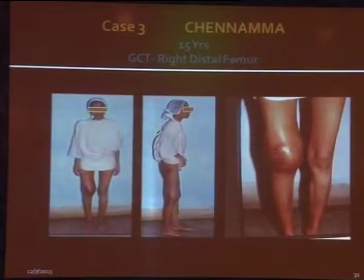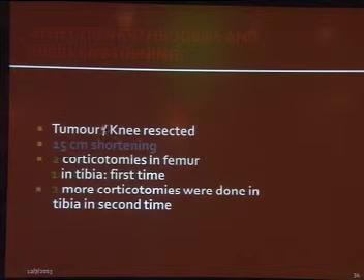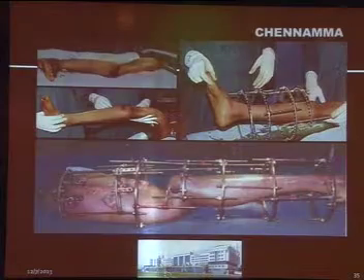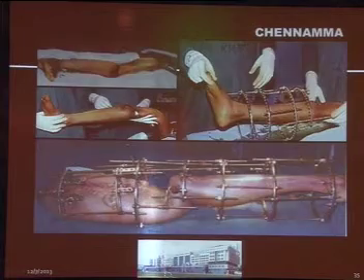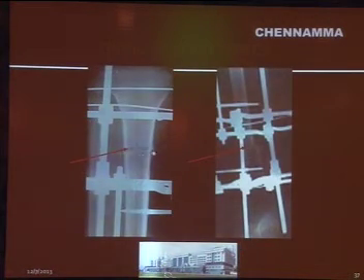One more case, Chennamma. She had a giant cell tumor of the right distal femur, clinical photo. This is the CT scan of the same thing. For this patient, we did resection, arthrodesis, and limb lengthening. There was actually 15 centimeters of shortening. So we performed 2 corticotomies in the femur and 1 in the tibia at first setting, followed by 2 more corticotomies in the tibia at the second setting. These are the pre-op images, Ilizarov ring application, and this is the final image. This is the immediate post-op image showing the removal of the mass and application of the Ilizarov fixator and corticotomies in the femur, and this is in the tibia.